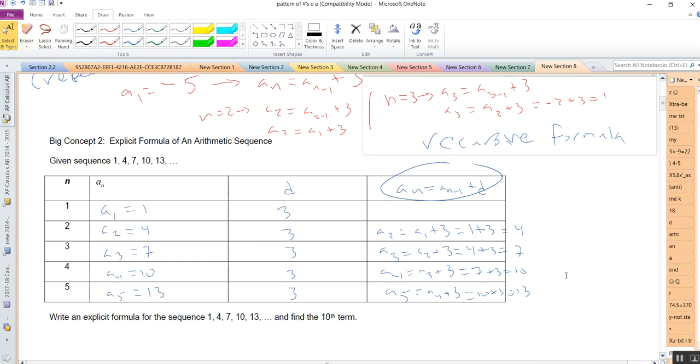So actually, I just realized that I didn't use this table correctly. Sorry about that. That's okay, because I'll talk about the explicit formula down below. So the recursive form doesn't seem like a very efficient way.